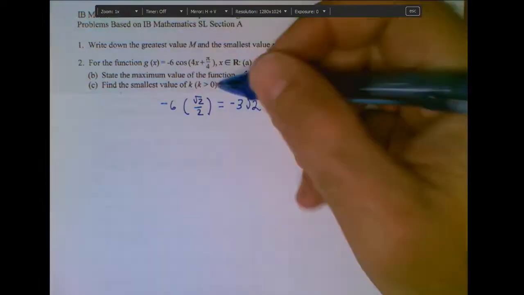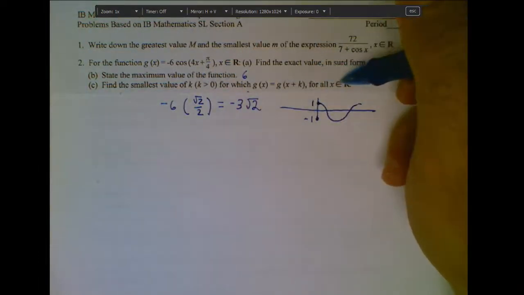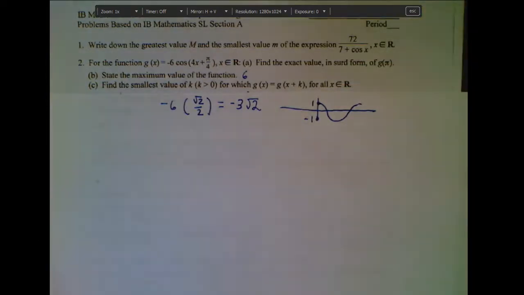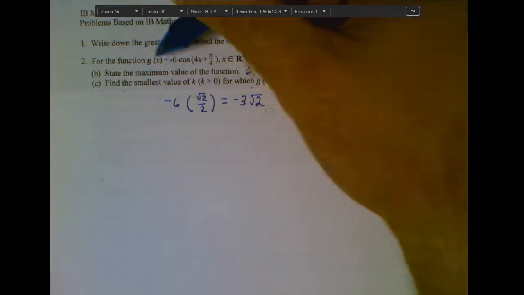Find the smallest value of k, where k is positive, for which this function holds for all x's that are real numbers. So keep in mind what they're saying right now is here's g of x.